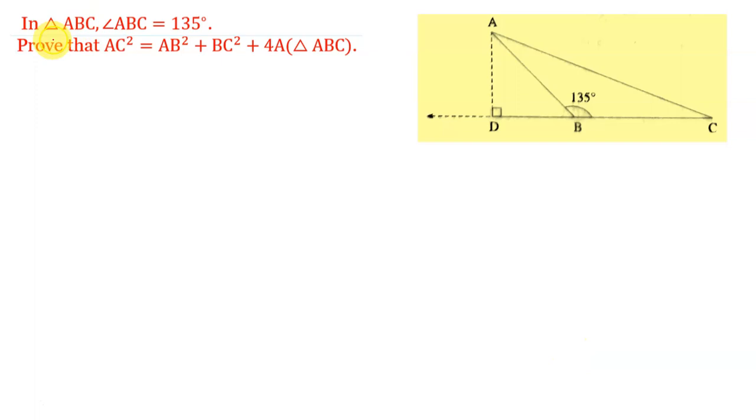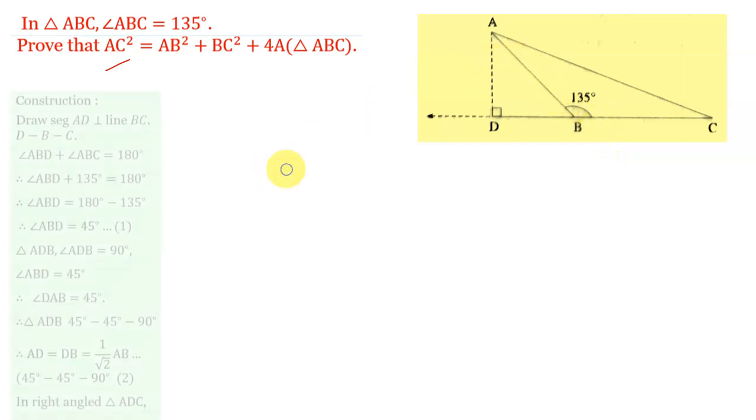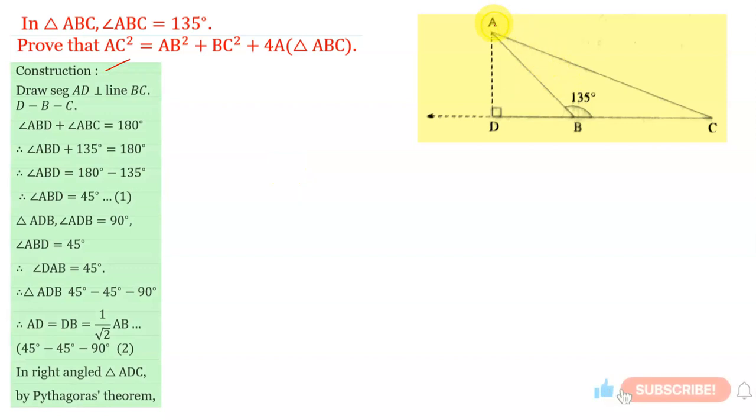Easy question. Now the next question. In triangle ABC, angle ABC is 135. Prove that AC square is equal to AB square plus BC square plus 4 times area of triangle ABC. Okay, now we'll prove that. First, we have considered the angle ABC, and that's equal to 135.